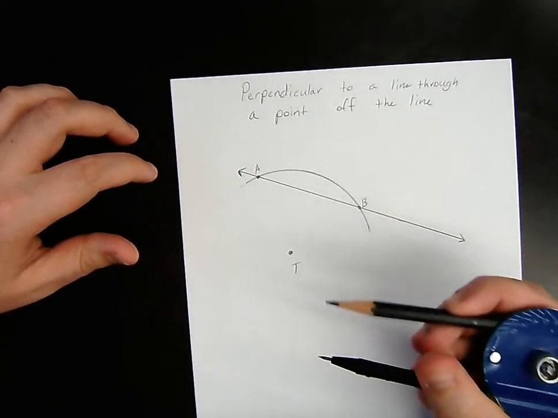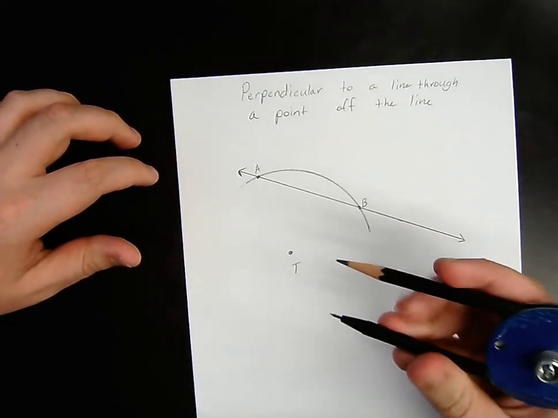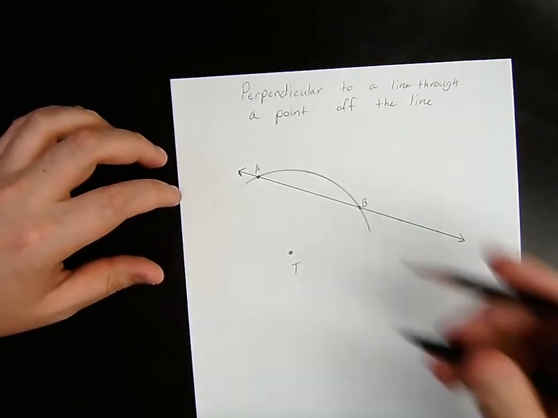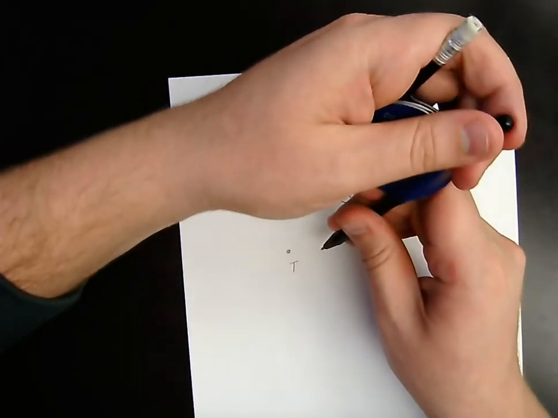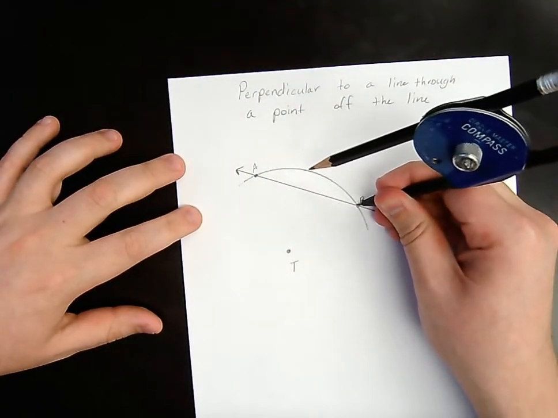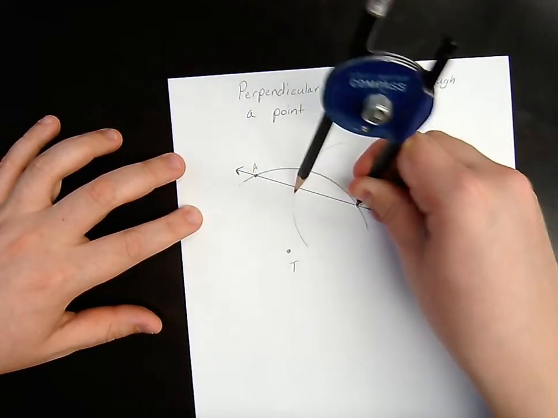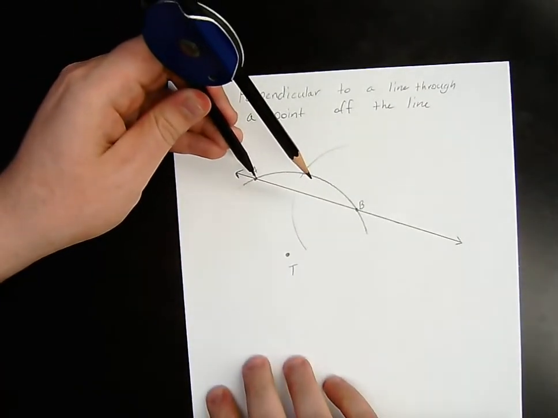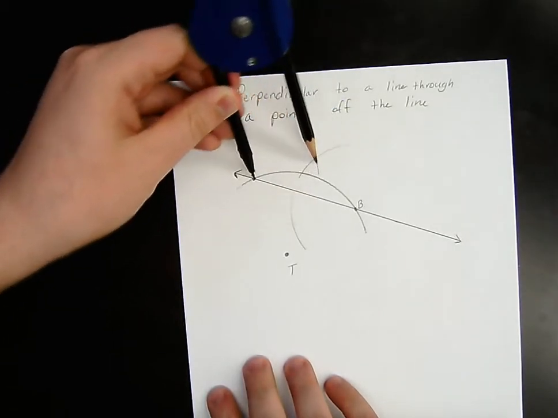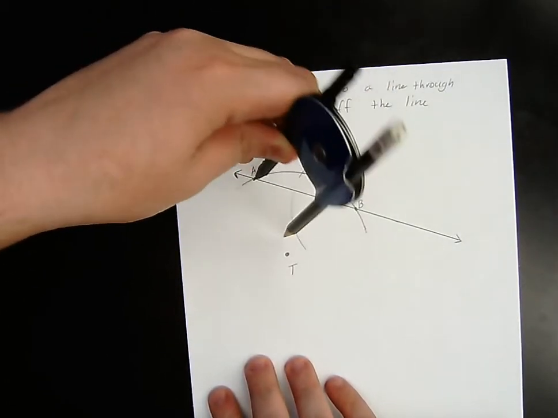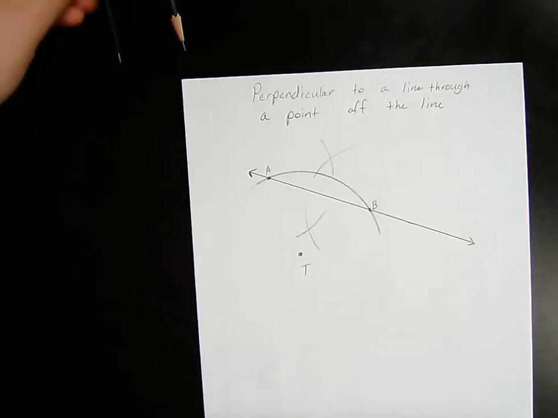I can change the compass setting if I want, make it wider or smaller, and I just want to make sure that I get the double overlap again. So I'm going to make it a little bit wider than halfway, and I'll draw an arc above and below, and I'll do the same thing on the other side, above and below. And I get two intersection points.